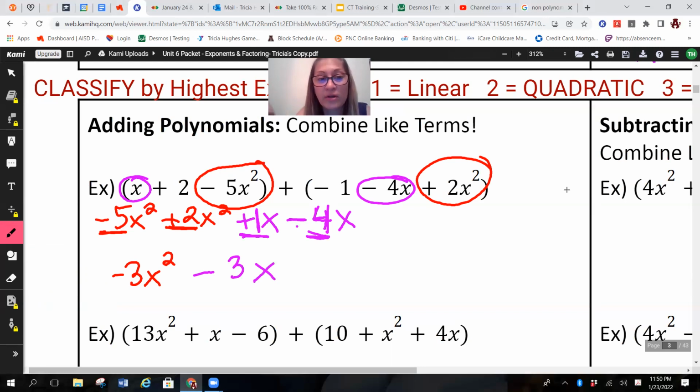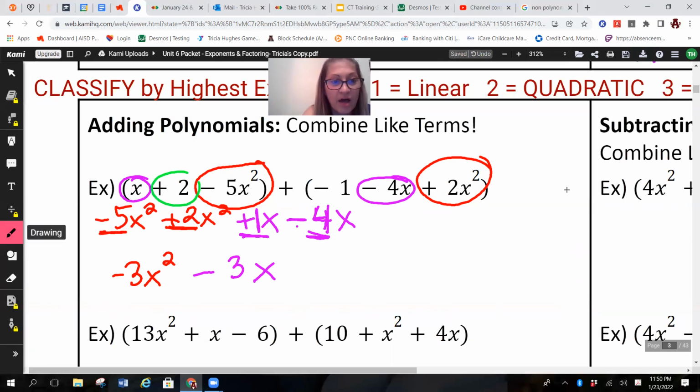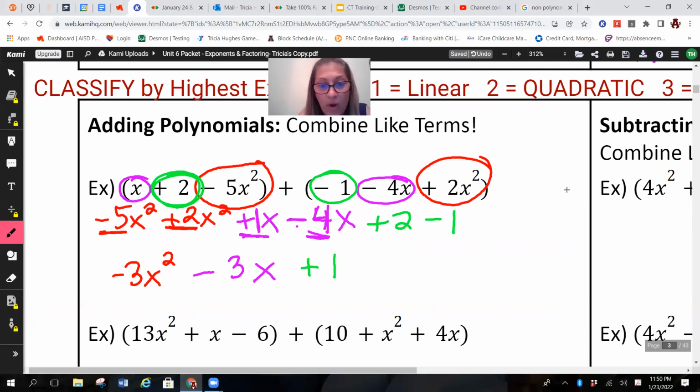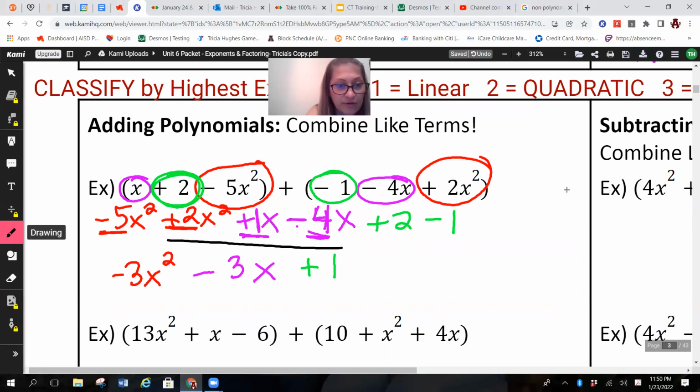Leave the x squared, leave the x like it was in the problem. And the constants go last. So plus 2 and a negative 1. So what is 2 minus 1? It is 1. Okay, here's our final answer.